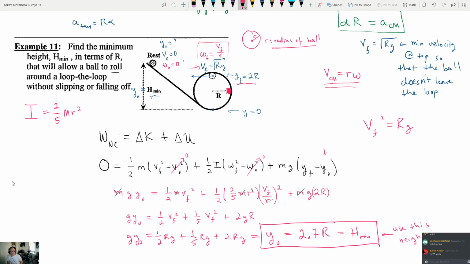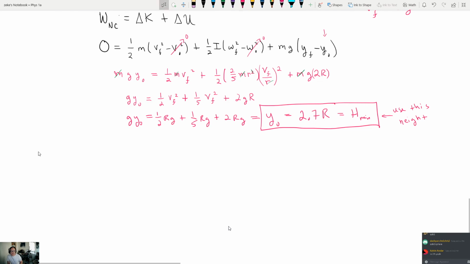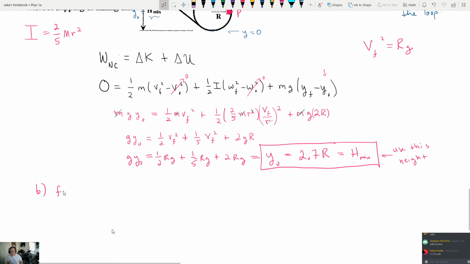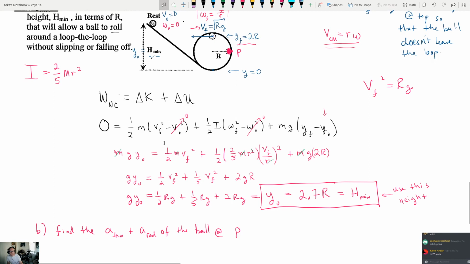So the next thing I want to do for this part B, I'll just scroll down and write: let's label this point to be point P. And we want to find the tangential and radial acceleration of the ball at P. Okay? Does that make sense? Okay, so how could we do this? What do we need to do to find the tangential and radial acceleration of the ball at point P?